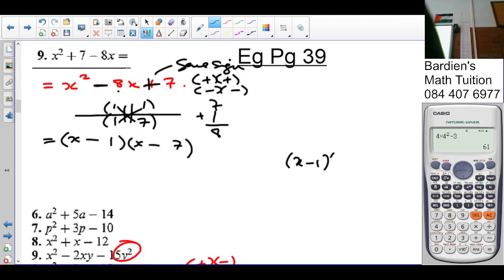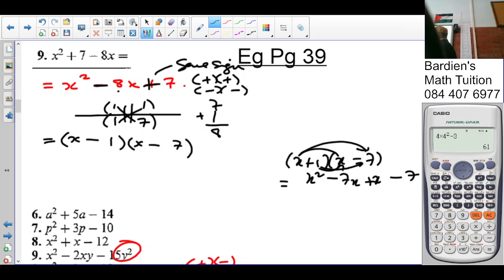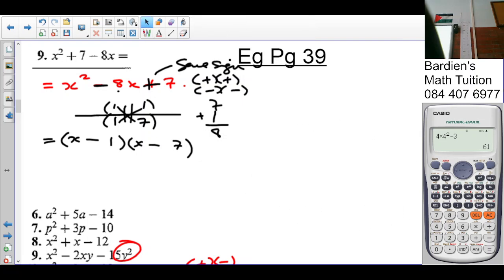x minus 1. So what do you say this should have been? Plus and minus. So plus 1, minus 7. Okay, multiply. x times x, x squared. x times negative 7, negative 7x. 1 times x, 1 times negative 7. That's going to give you x squared, negative 7 plus 1, negative 6x, minus 7. Is that the same? No. That is why I'm saying the signs need to be the same.